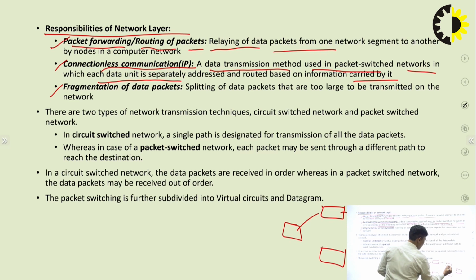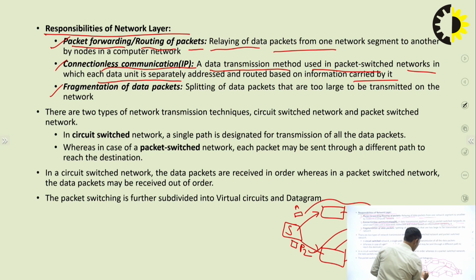This is the network. This is the source. This is the destination. Suppose a number of hops are there between source and destination. Suppose the source generates the packets, and one packet follows this route. Packet P1 follows this route. Packet P2 follows this route. And packet P3 follows this route.